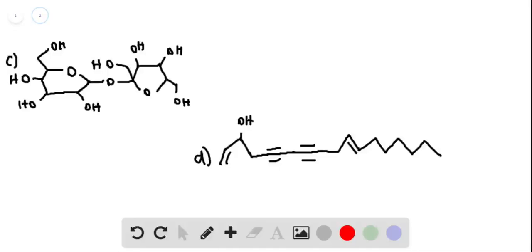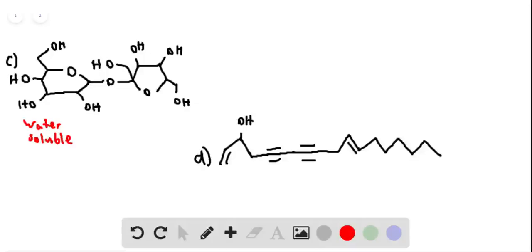C, we don't even need to count. Look at all of those OHs. There are also some ether O's in there. And so this is obviously water soluble. And by the way, this is sucrose. So this is table sugar, which we know is water soluble.